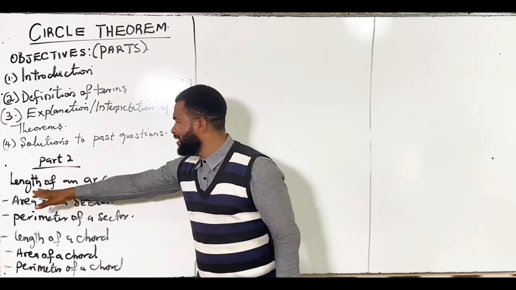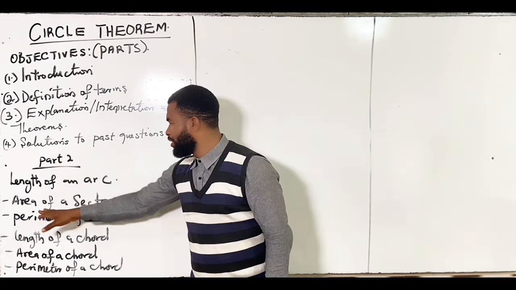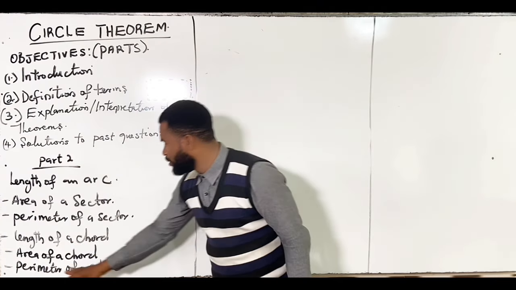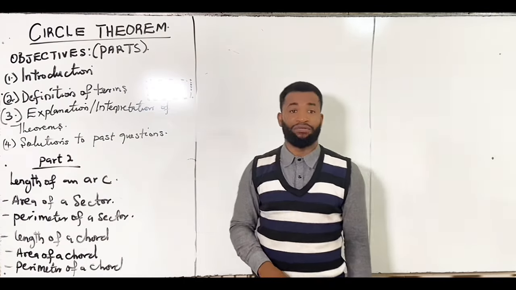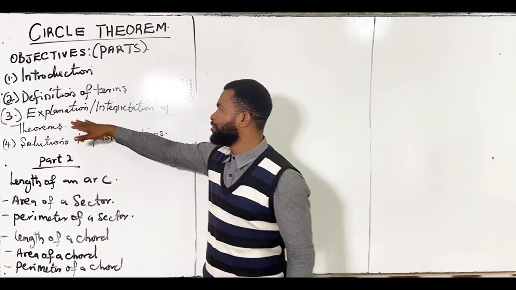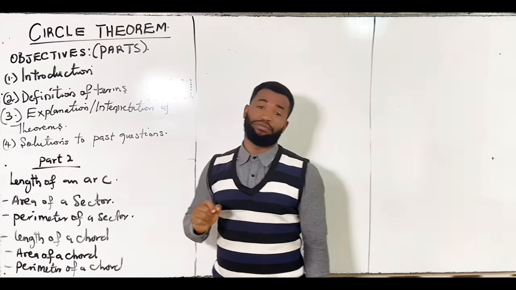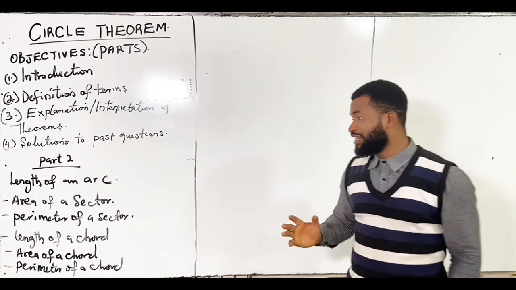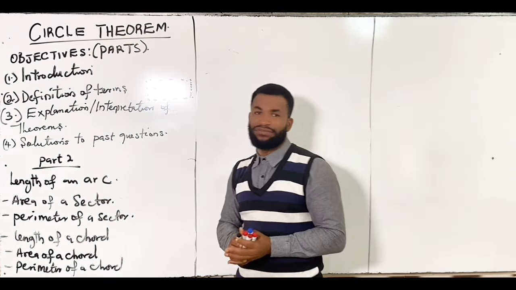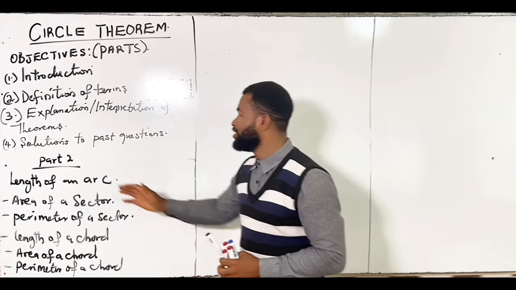Let's talk about the length of an arc, area of a sector, perimeter of a sector, length of a chord, area of a chord, and perimeter of a chord. We are still on number 2. We've not even done number 3, and we've not even done number 4. So don't be too fast. Let's take it one after the other so that we become complete or very close to complete in circle.